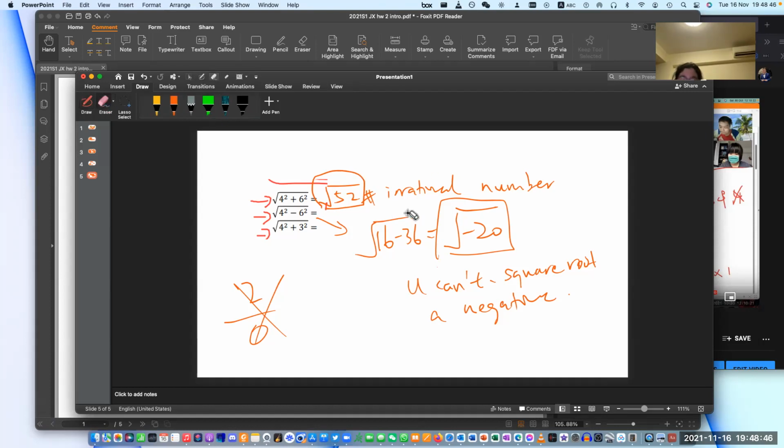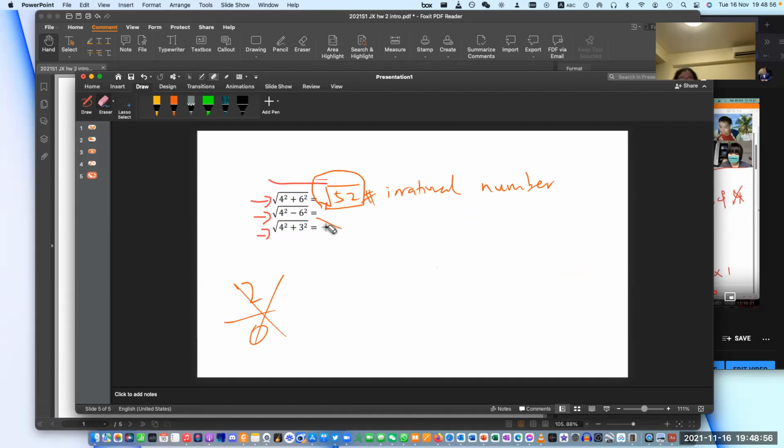So what if you end up with this square root of negative 20? How are you going to answer the question? What if you really face this question in your exam? You still need to write it out. You just write square root of negative 20 and then say no answer. Or there is another word which I think is a better word. It's called undefined. Undefined means can't be found.